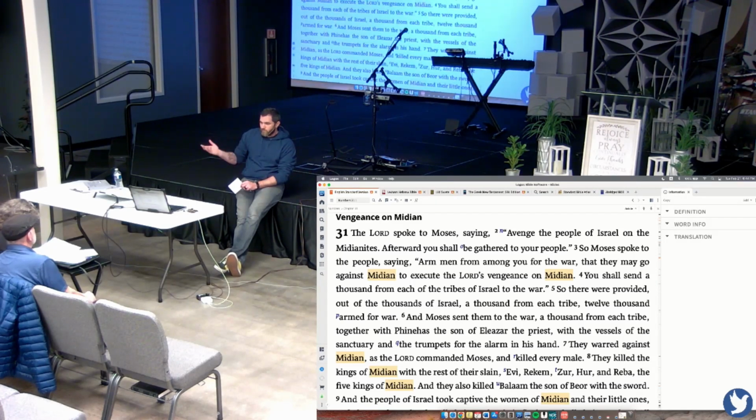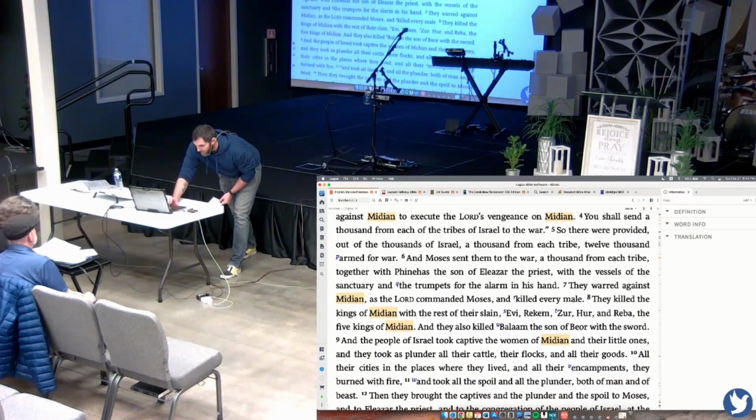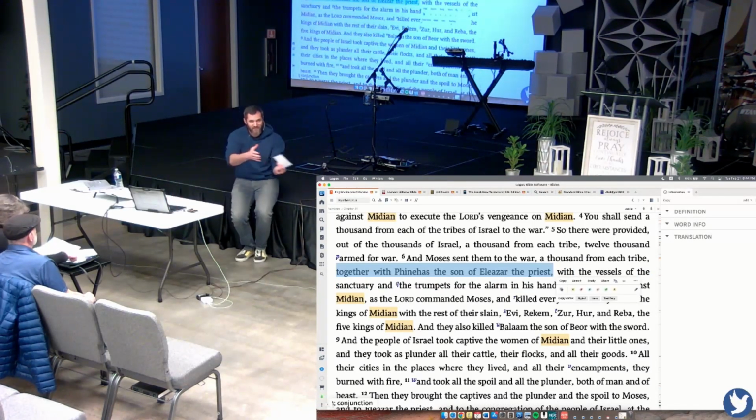Okay. So Moses tells the people, send a bunch of armed men. I think it's 1,000 from every tribe. And so there were 12,000 men. They were armed for war. And I love this, 1,000 from each tribe together with Phinehas, the son of Eleazar the priest.